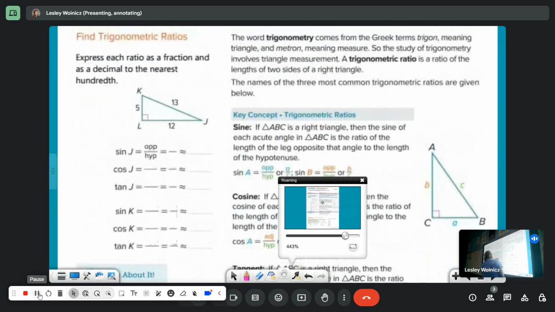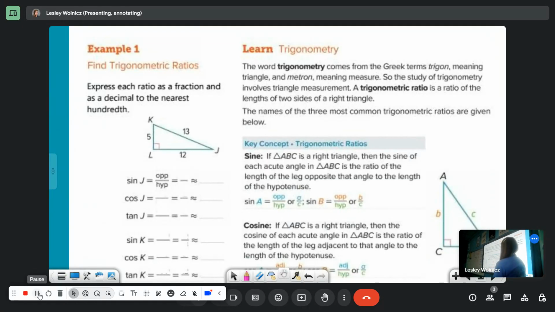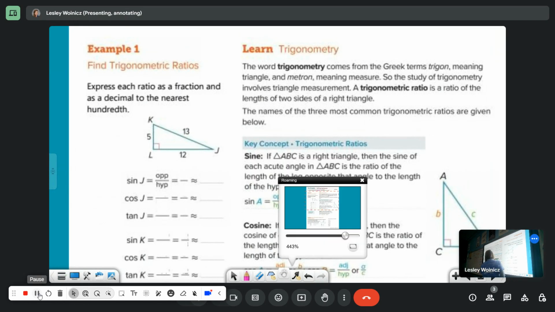Here we have a little blurb about trigonometry. The name comes from the Greek terms trigon, meaning triangle, which kind of makes sense, and metron, meaning measure. So the study of trigonometry involves triangle measurement. So our trigonometric ratios are going to be ratios of our sides. So we're going to take two sides and make ratios. Now, depending on which two sides we take, we'll have a sine, a cosine, or a tangent. Okay? So let's look at this.